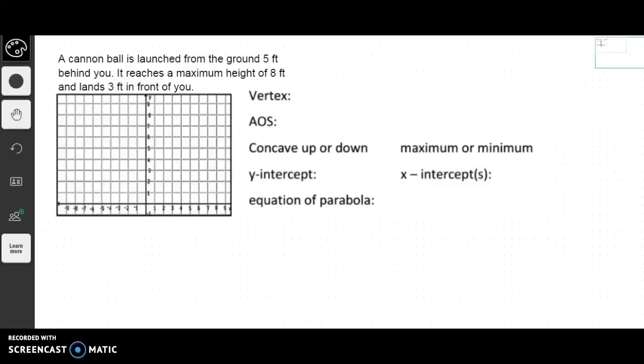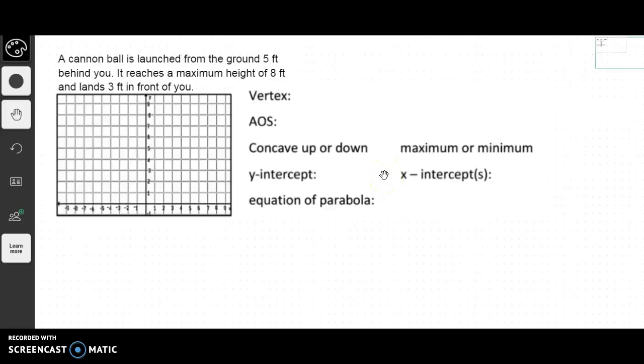Okay, so now we're going to talk about quadratics with a real life situation. There are two problems that are very similar to this on your Target 4 homework, in that we ask you all of this information of the vertex, axis of symmetry, concave up, and so forth. Okay, so here's the situation.